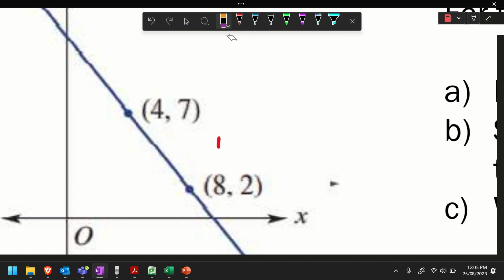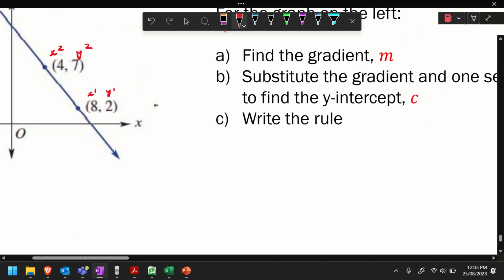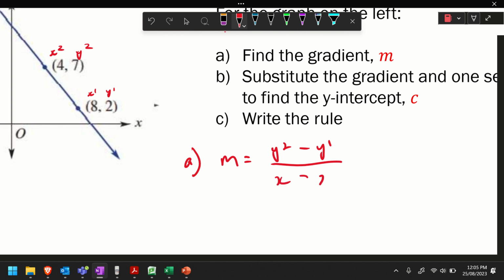What you don't want to do, please do not do this, is go x1, x2. That's incorrect. If you call this x1, you must label this one y1. If you call this x2, you must call this one y2. Or vice versa. Regardless of whichever order you do it, it's going to give you the same answer. So the first one we have to do is find the gradient. The gradient m is going to be y2 take away y1 divided by x2 minus x1. So y2 here is 2.